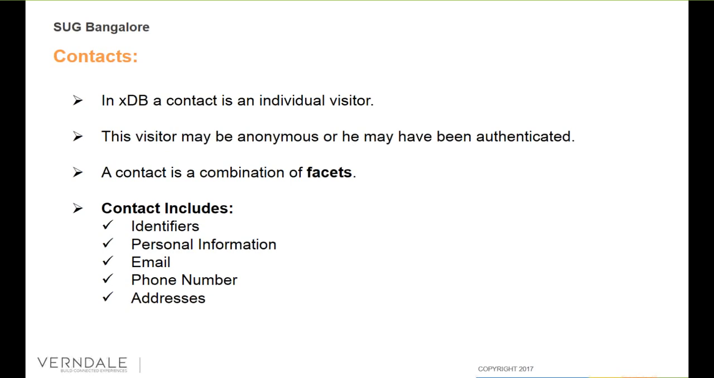So internally, Sitecore slash Mongo uses that contact ID to check the browsing history and all other information for a contact. But the identifier facet is something which will be populated and updated only when the user is authenticated. And we'll check more about it. So: identifiers, personal information, email, phone number, addresses.